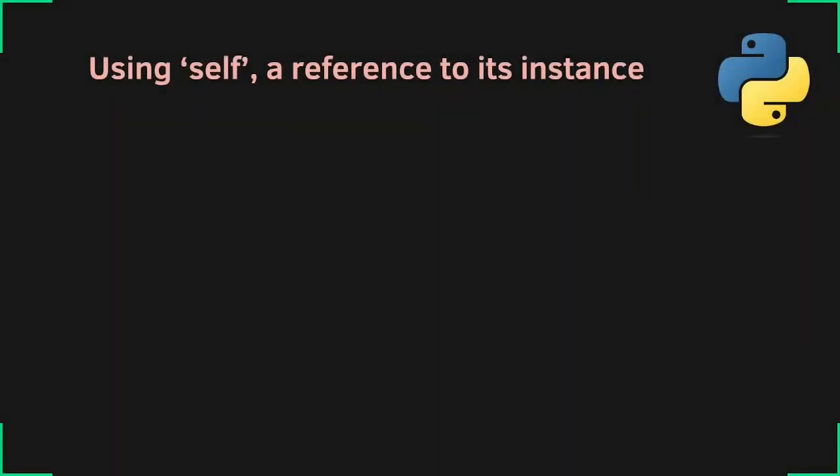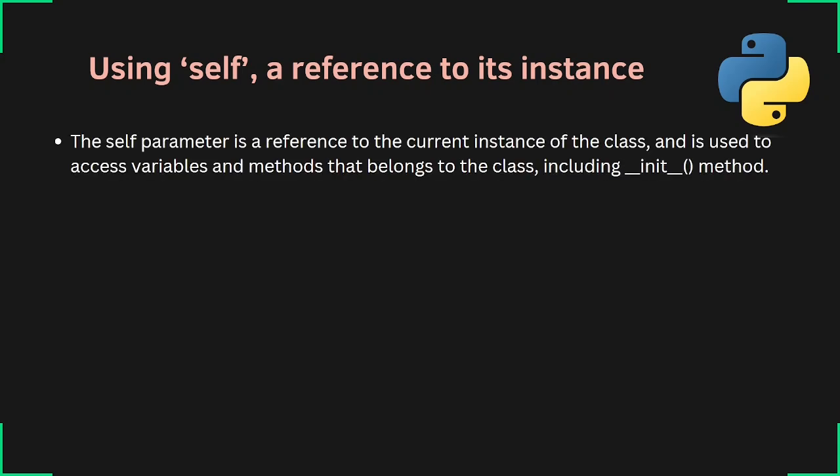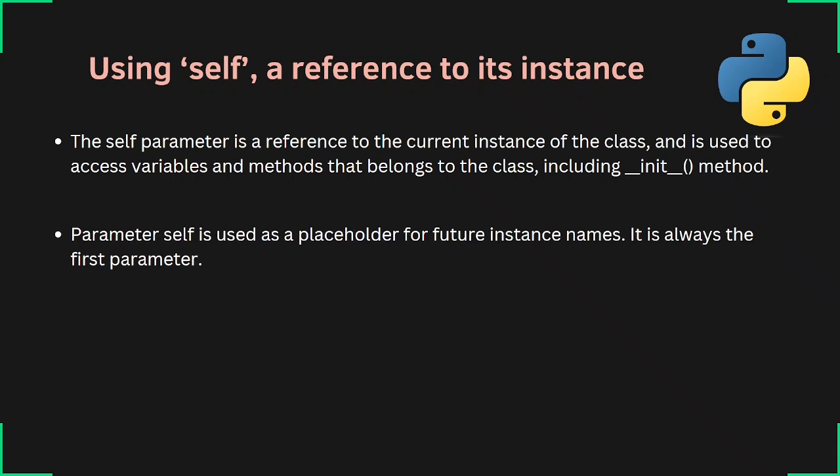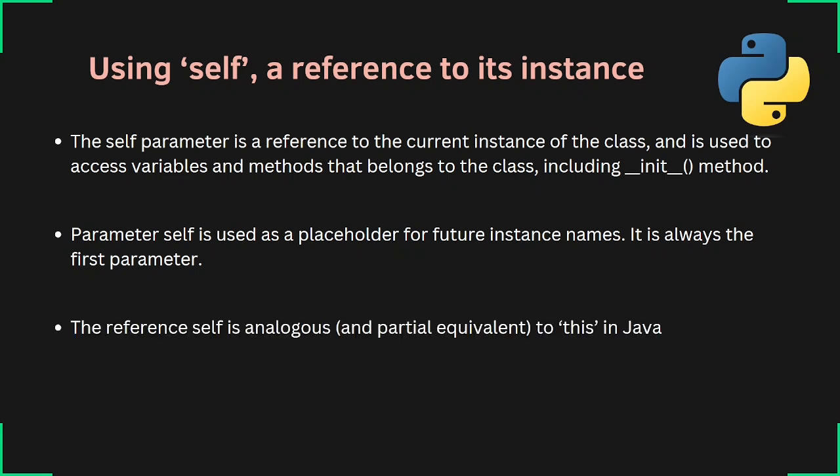So let's talk about self, the word self. Earlier I introduced you to self, and let's understand a bit more in detail about it. In short, the self parameter is a reference to the current instance of the class and is used to access variables and methods that belong to that class, including the init method that we just talked about. Parameter self is used in functions that are methods of the class as a placeholder for future instance names. It is always the first parameter. The reference self is analogous and partially equivalent to the word this in some other programming languages such as Java. Unlike other languages though, we need to have it explicitly as an argument when defining a method, including the init method.